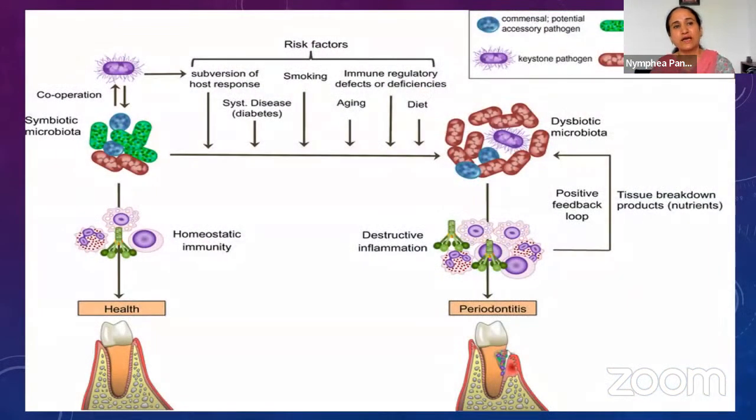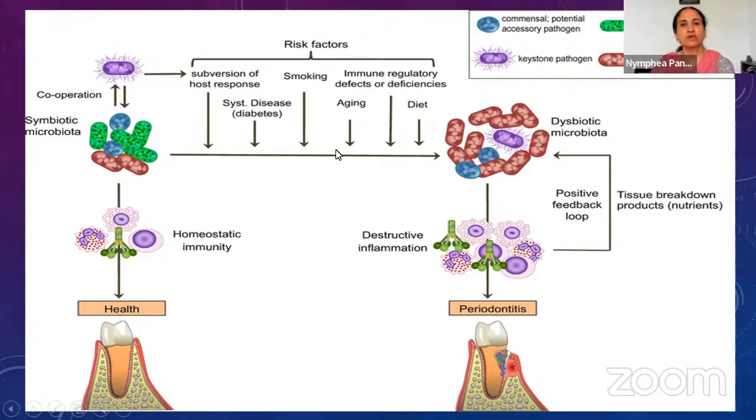So if we look at this diagram, there was a cooperation between the symbiotic bacteria, and there was homeostasis, and there is immunity. There is health. That is that. Now, different factors, that is, subversion of this organism, cause subversion of host response. As I was telling you, this was the main culprit that was thought to be there.